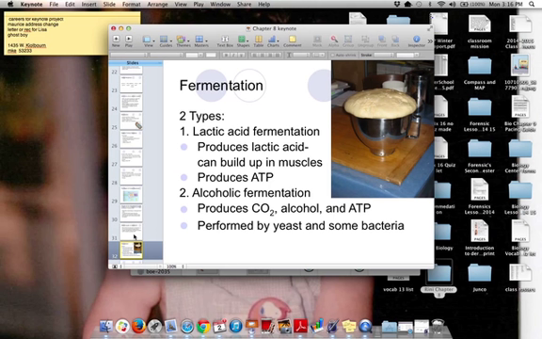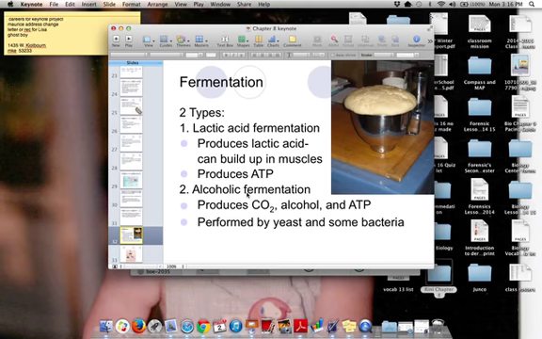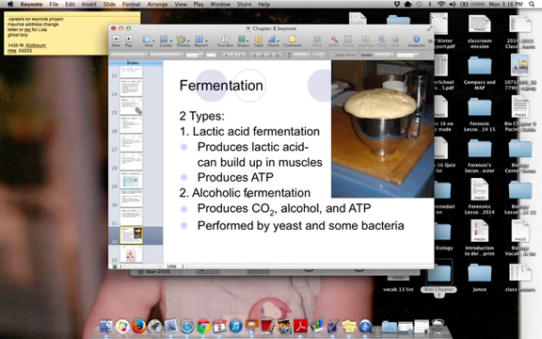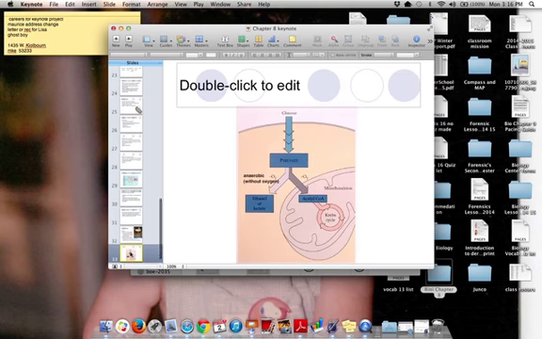The second type is alcoholic fermentation, and this produces carbon dioxide, alcohol, and ATP. It is performed by yeast and some other bacteria. And so this is how we make a lot of food products, by using this form of fermentation. So what happens is you have your pyruvate and you have no oxygen, so you're either going to have to use your alcohol or ethanol or lactate. If you do have oxygen, it's going to go in and it's going to start with the Krebs cycle, and then it's going to go on to the electron transport chain. So that way you have an idea of what's going to happen whether you have oxygen present or not present.